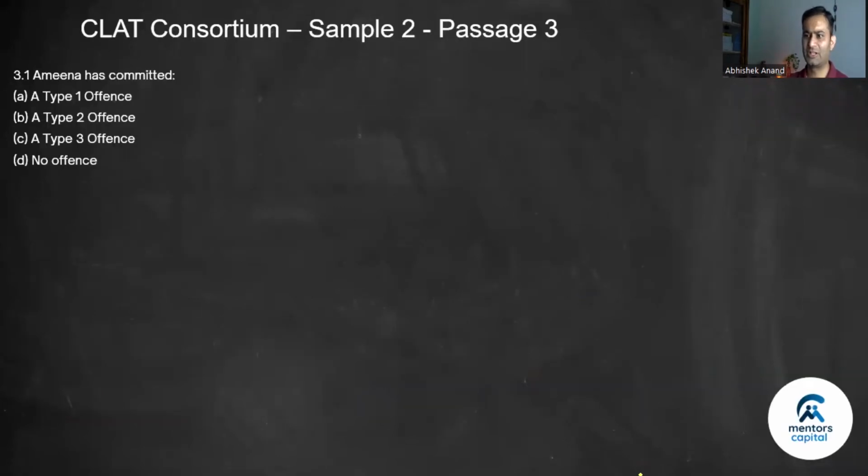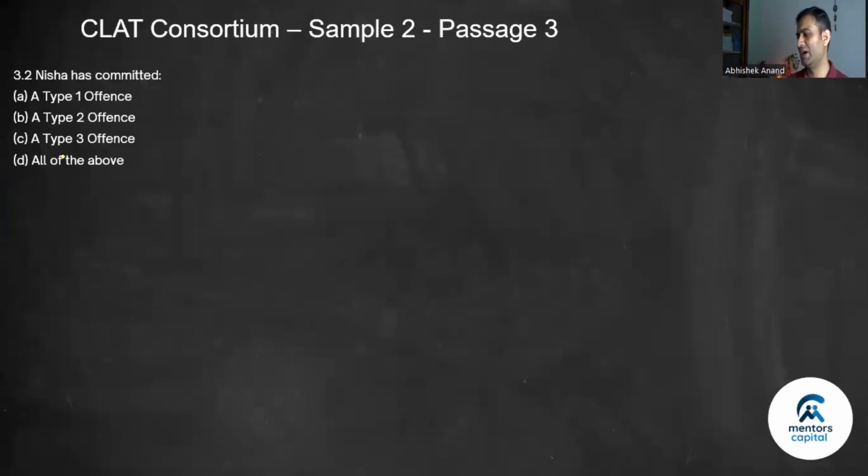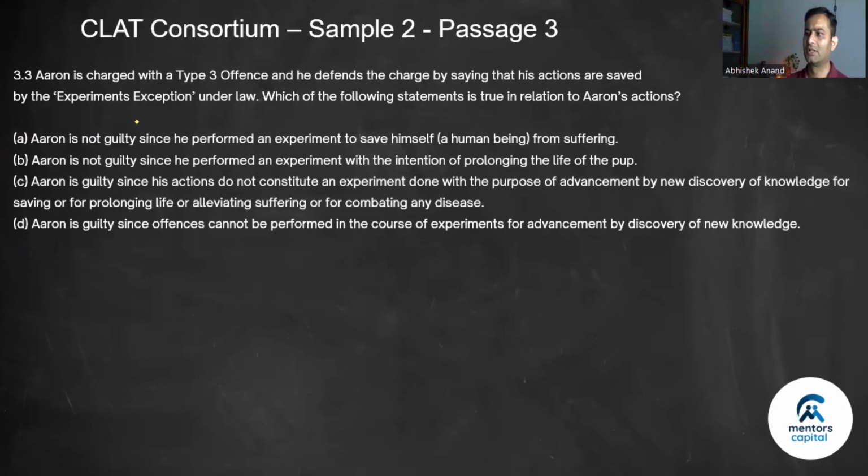Amina has committed no offense, guys. Look at this. She is willing to pay Nisha for food. Please call me if there's any issue. I'll pay you for any expenses. So she took care of her pup. So no offense. Answer is D. Look at 3.2. Nisha has committed to punish the pup. She abandons the dog. So it is type 3 offense. Not type 1. She cannot commit type 2 offense because she's not the owner. So it is type 3 offense.